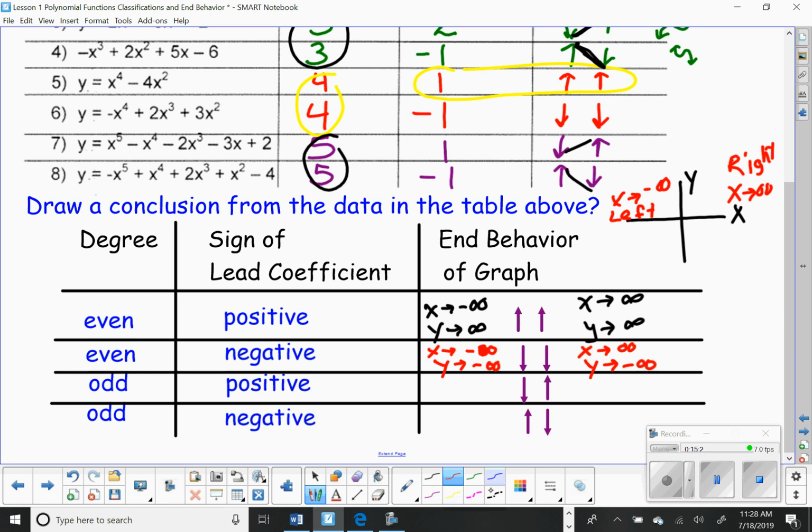Here, you would have as x goes to negative infinity, y is going to negative infinity. Over here, x is approaching positive infinity, and y is approaching positive infinity. Finally, this last one, x approaches negative infinity, y approaches positive infinity. X approaches positive infinity, y is approaching negative infinity. These are just ways to write it, ways that you've got to be able to understand our answers.